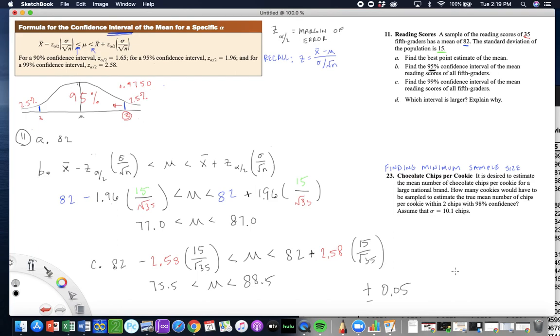But anyway, I did do number 11. That kind of gets you set up for the practice problems you might see on the quiz. In the next video, I'm going to do finding the minimum sample size, or problem number 23.